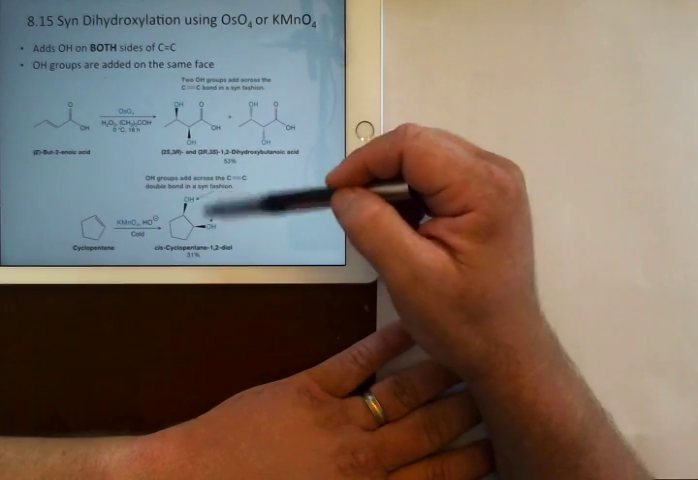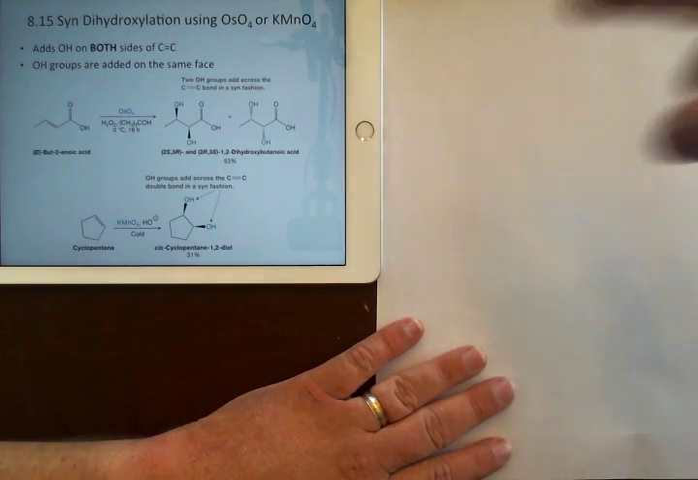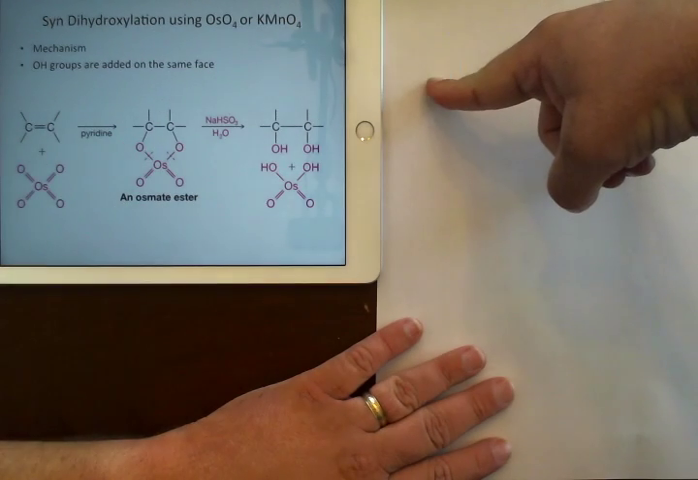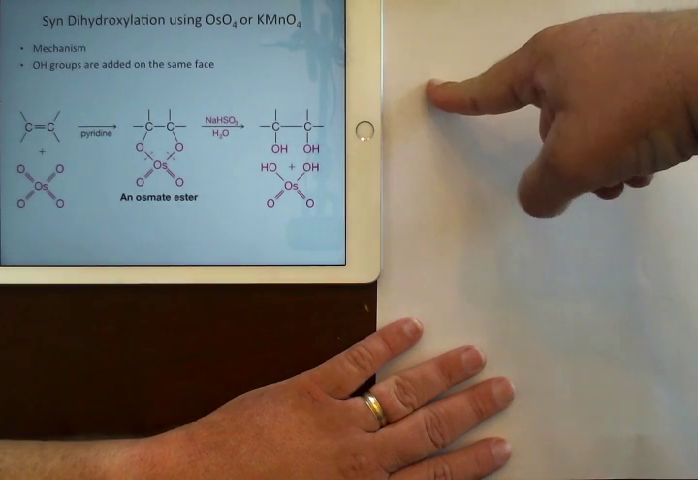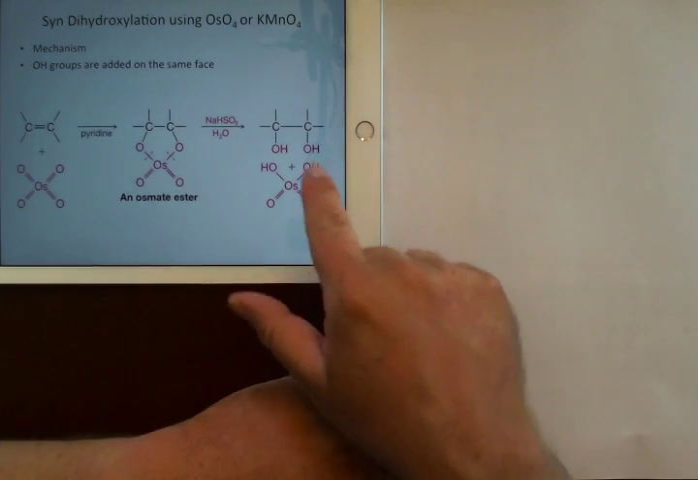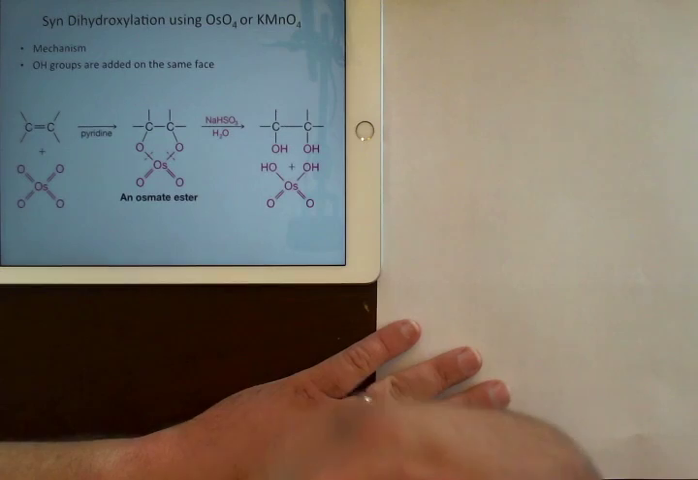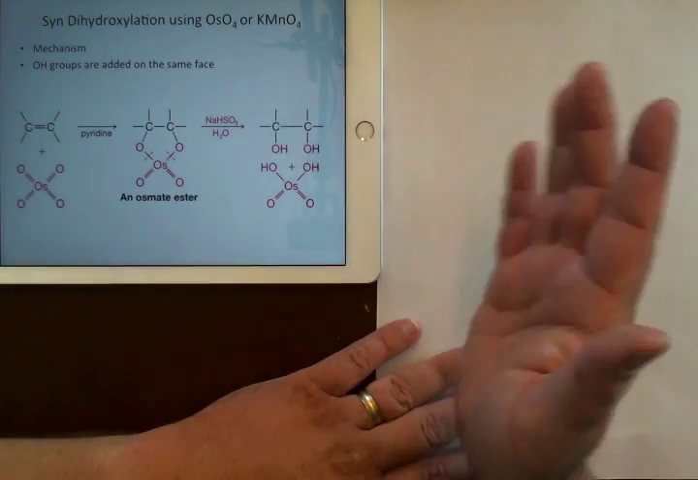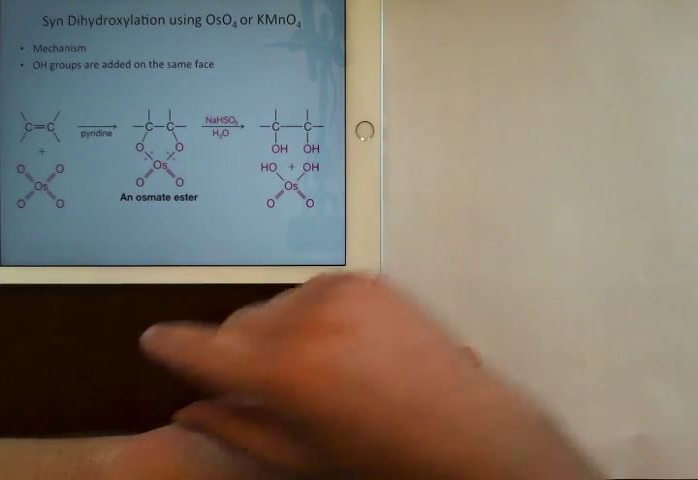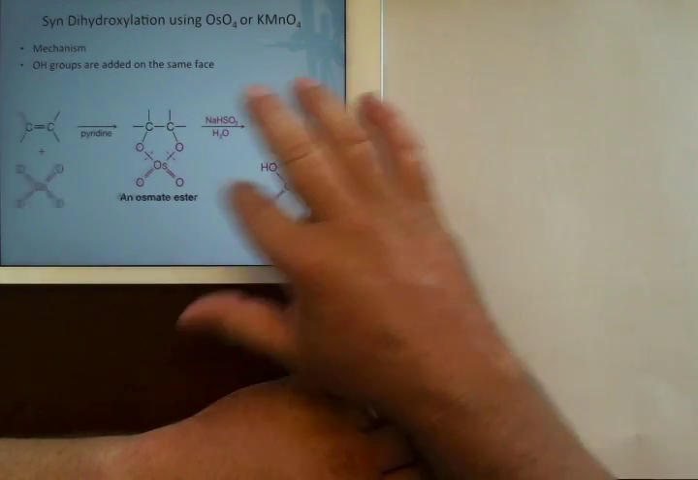But again, it's going to be a syn addition because the osmium is going to deposit its OHs. It's going to come down, bang. Put them on the same side, and then you're going to release the osmium back. Okay, and so those OHs are going to be on the same side. The permanganate does the exact same thing. Because both of the OHs come from the osmium, they're going to be adding to the same side.